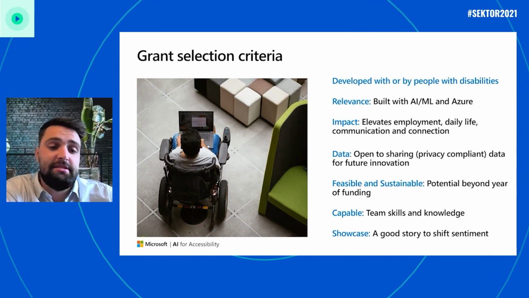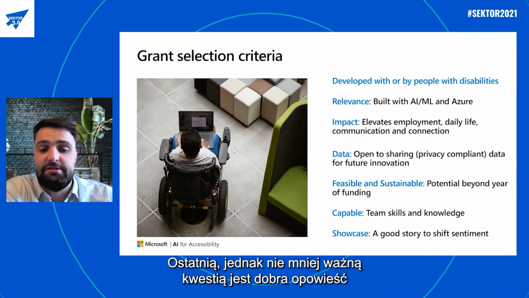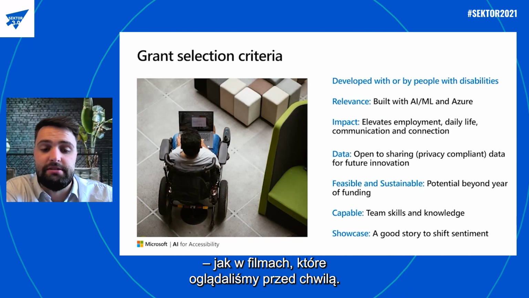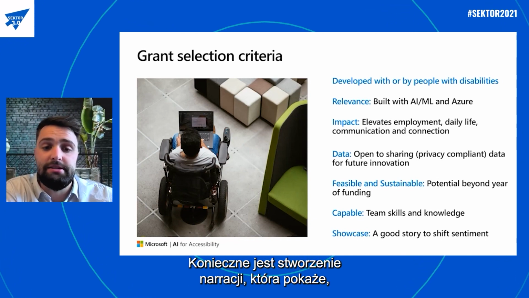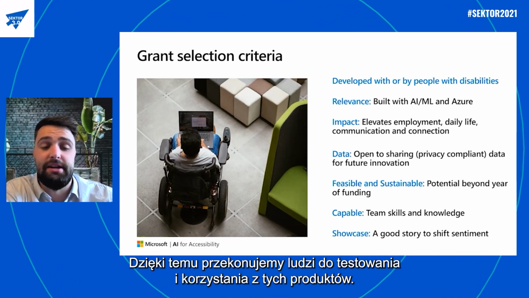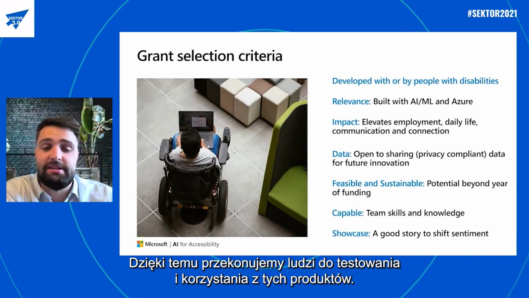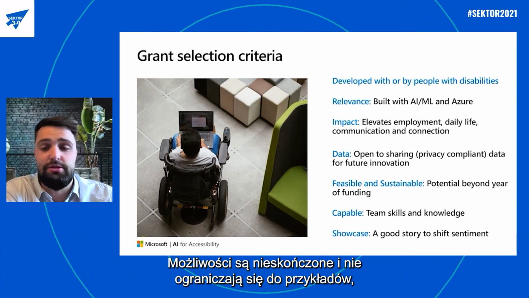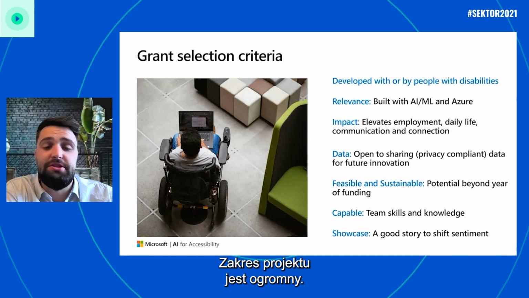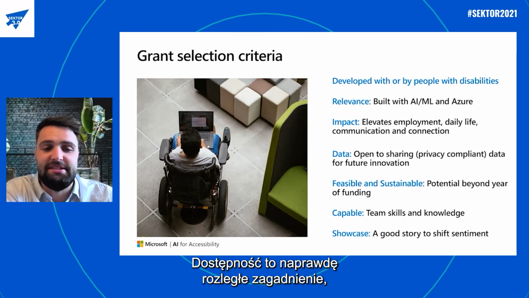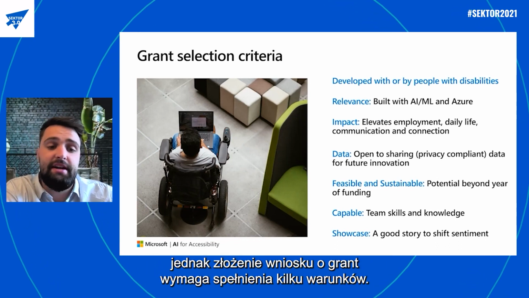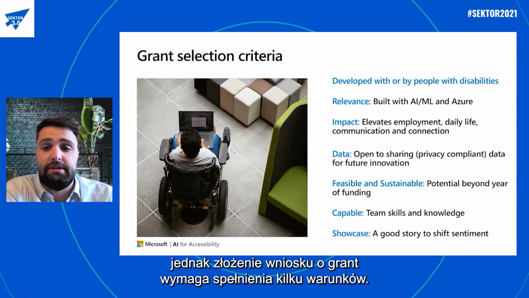And then, the last and one of the most important things is that you can showcase a good story. As these videos that you just watched are showing a good story, you have to be able to form a narrative that is showcasing how AI can help people. And this is also how we engage people in actually trying and using these. The list of examples is much longer than what I've shown you today. So there are no bad ideas. The scope is huge. The world of accessibility is enormous. So there are lots of ideas that you can use, but these are the boxes that you have to tick if you feel that you can submit for a grant.